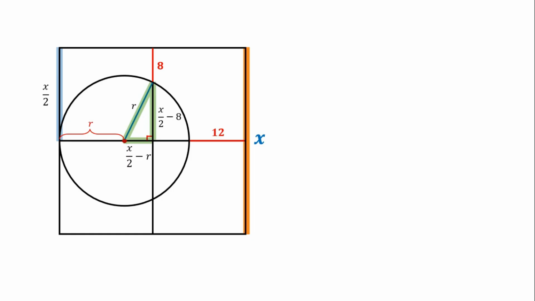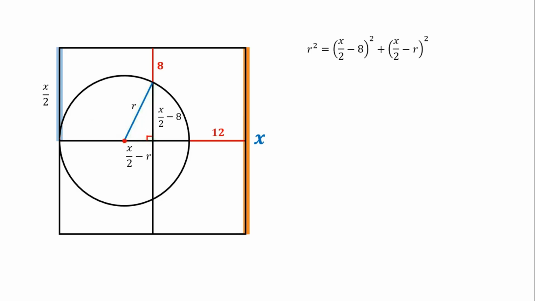According to the Pythagorean theorem, the square of the hypotenuse equals the sum of the squares of the other 2 sides. So we can write r squared equals the quantity x over 2 minus 8 squared plus the quantity x over 2 minus r squared. At this point, we have one equation with 2 unknowns. So we need one more equation. How can we find it?